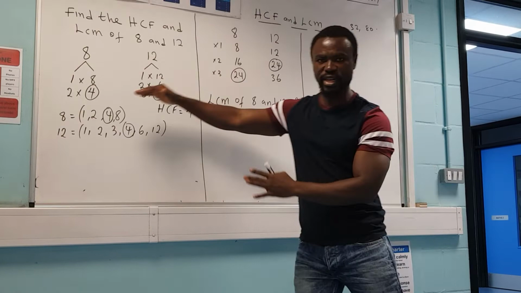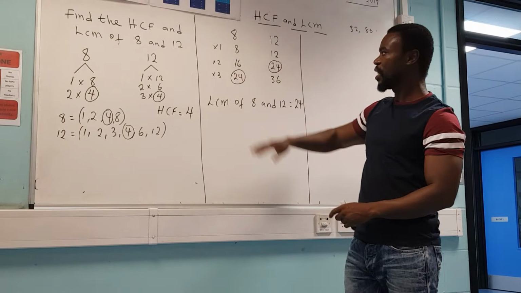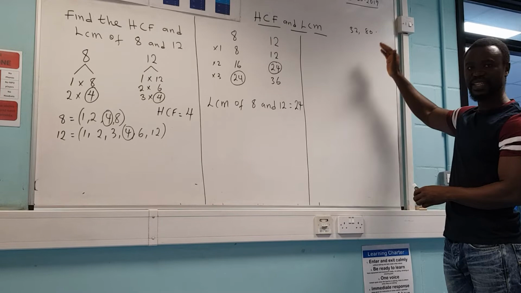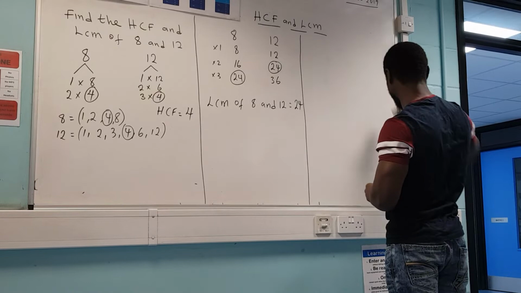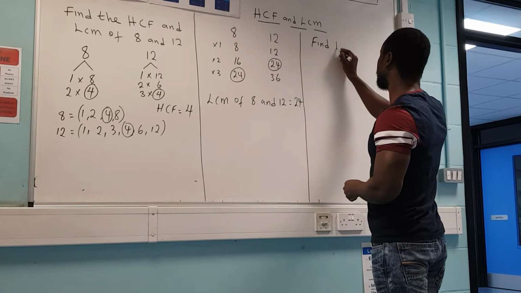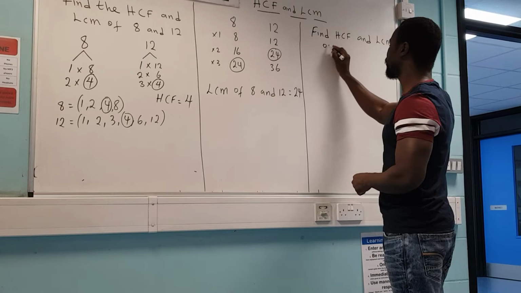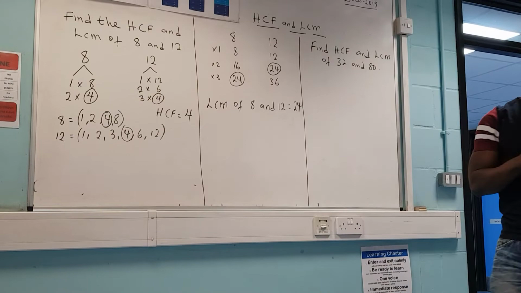So this is one way of finding the HCF and the LCM of numbers. I'm going to do the second way, which is to find the HCF and LCM of the numbers 32 and 80. I'm going to do it in a different way other than this one.